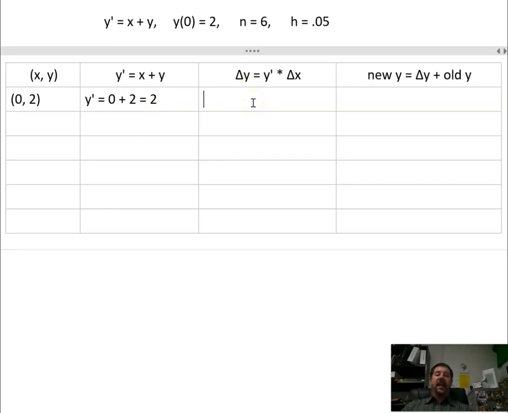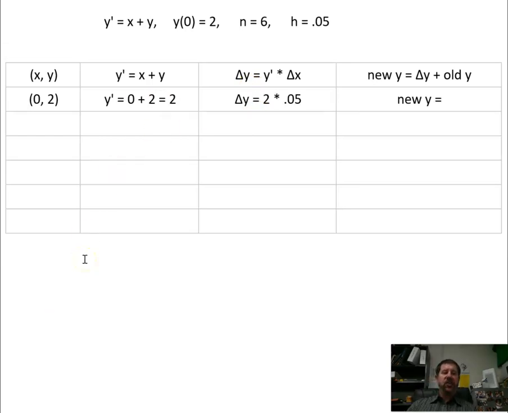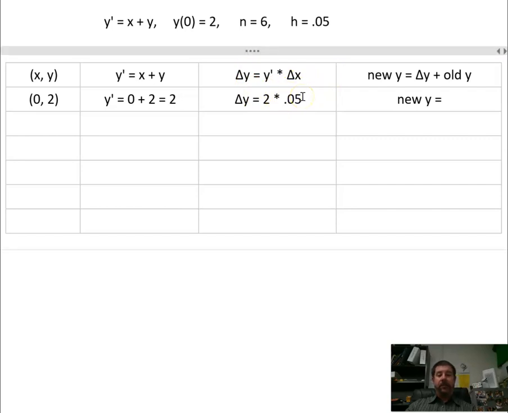Then I need to go find my change in y. The change in y is going to be your y prime, your derivative. In this case, 2, which we found in the last step, times that delta x. And delta x is the same thing as the h value. It's the step that we're moving over on the x-axis. So in this case, 0.05. I multiply those together, and we get 0.1.